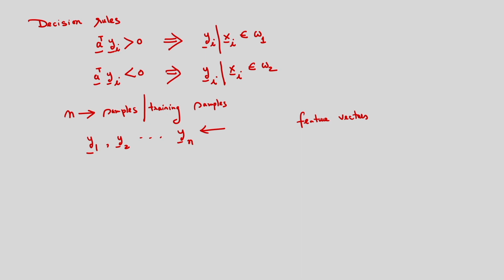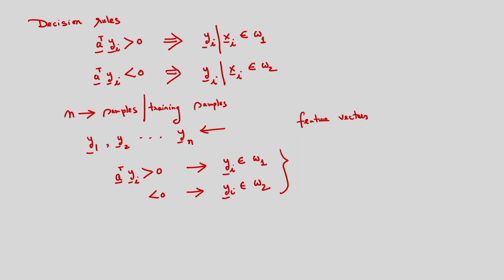Okay, so what is the decision rule now? The decision rule is, if A transpose yi is greater than 0, then yi will be assigned to the class omega 1, and if it is less than 0, yi will be assigned to the class omega 2. So these are two conditions, and we have to determine the weight vector A to satisfy these two conditions.